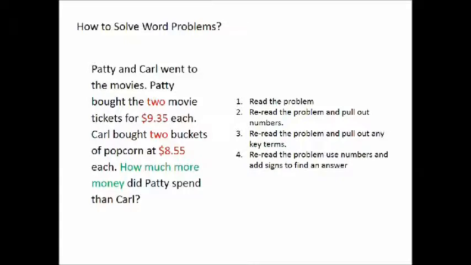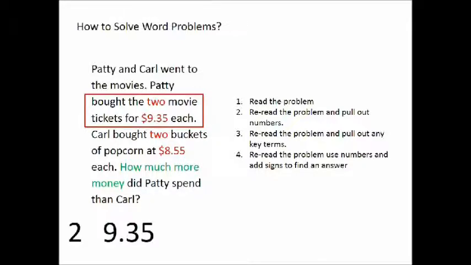We have how much. So reread the problem again because it's helping you process it, the problem, and use the numbers and add the signs to find out the answer to the problem. So Patty and Carl went to the movies. Patty bought the 2 movie tickets for $9.35. So there's that first one. We have the number 2 that we were talking about and $9.35. So those are going to be used.